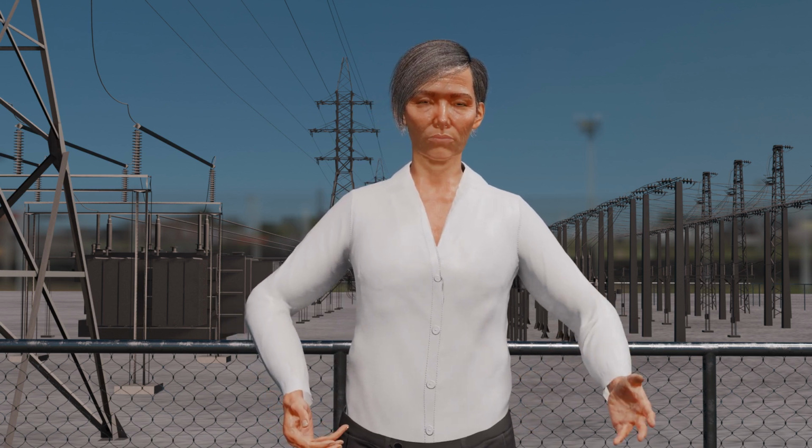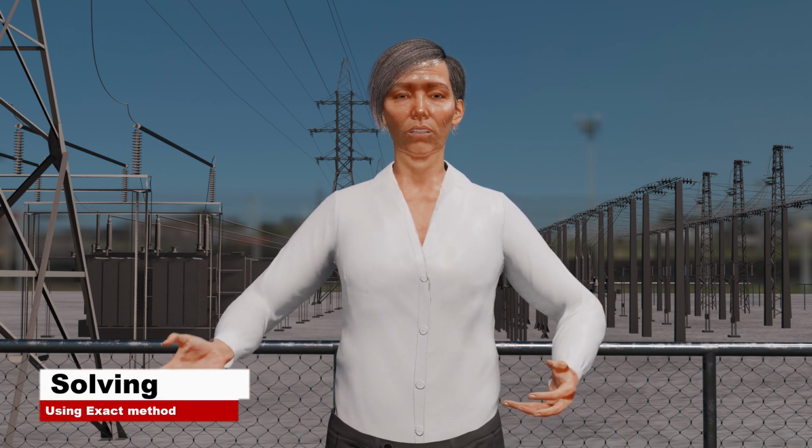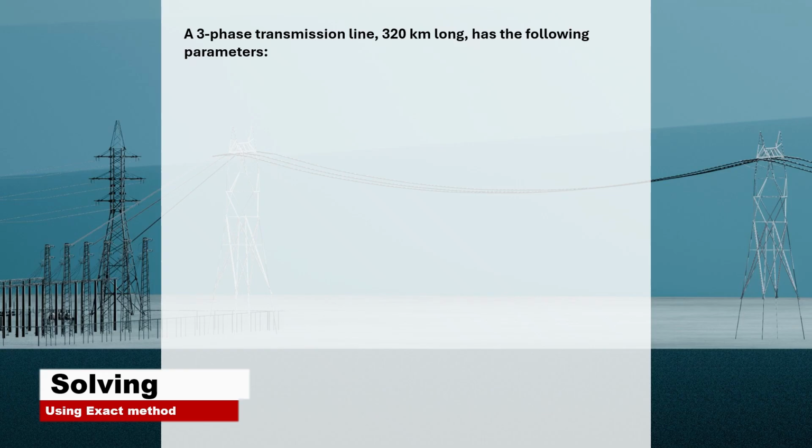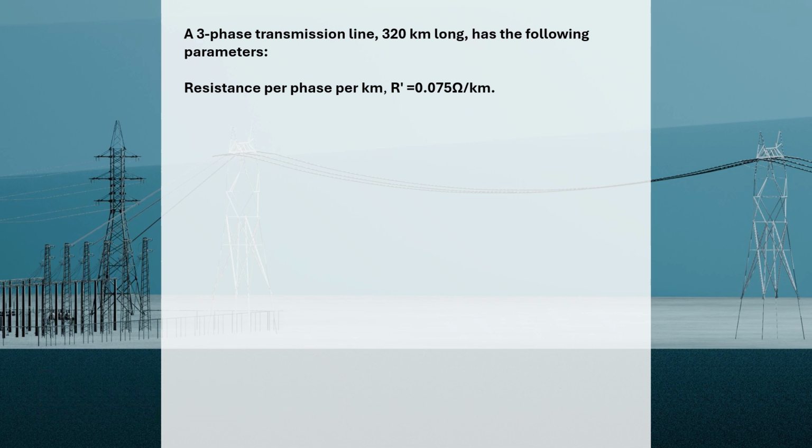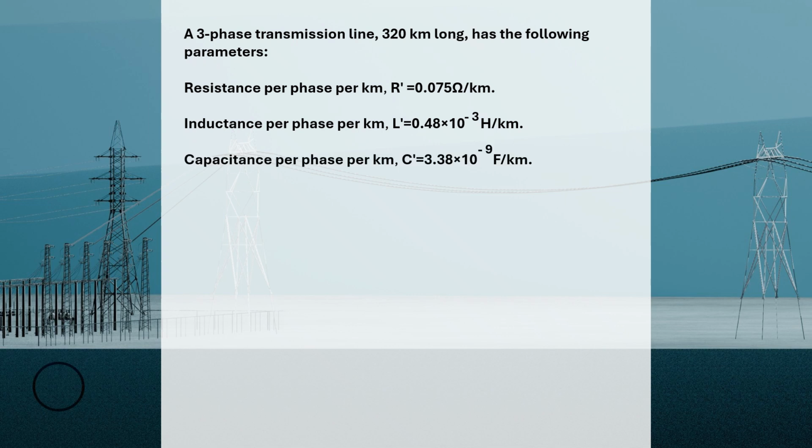We will continue from where we left off last time, but this time, we will begin by analyzing the problem of a transmission line using the exact analysis approach. So let's examine the following scenario. A three-phase transmission line, 320 kilometers long, has the following parameters. The resistance per phase per kilometer is 0.075 ohms. The inductance per phase per kilometer is 0.48 times 10 raised to power minus 3 Henry. And the capacitance per phase per kilometer is 3.38 times 10 raised to power minus 9 farads.